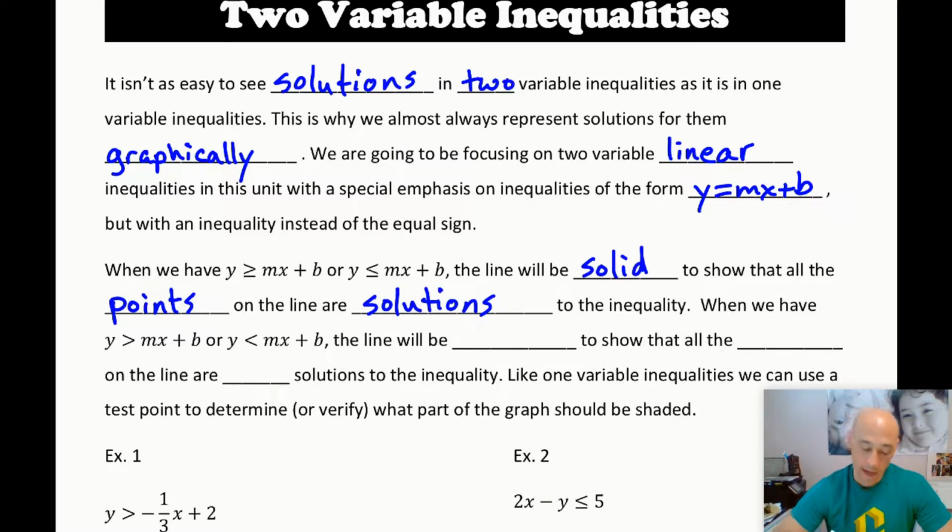When we have y is greater than mx plus b, or y is less than mx plus b, the line will be dotted to show that all the points on the line are not solutions to the inequality. Like one variable inequalities, we can use a test point to determine or verify what part of the graph should be shaded.